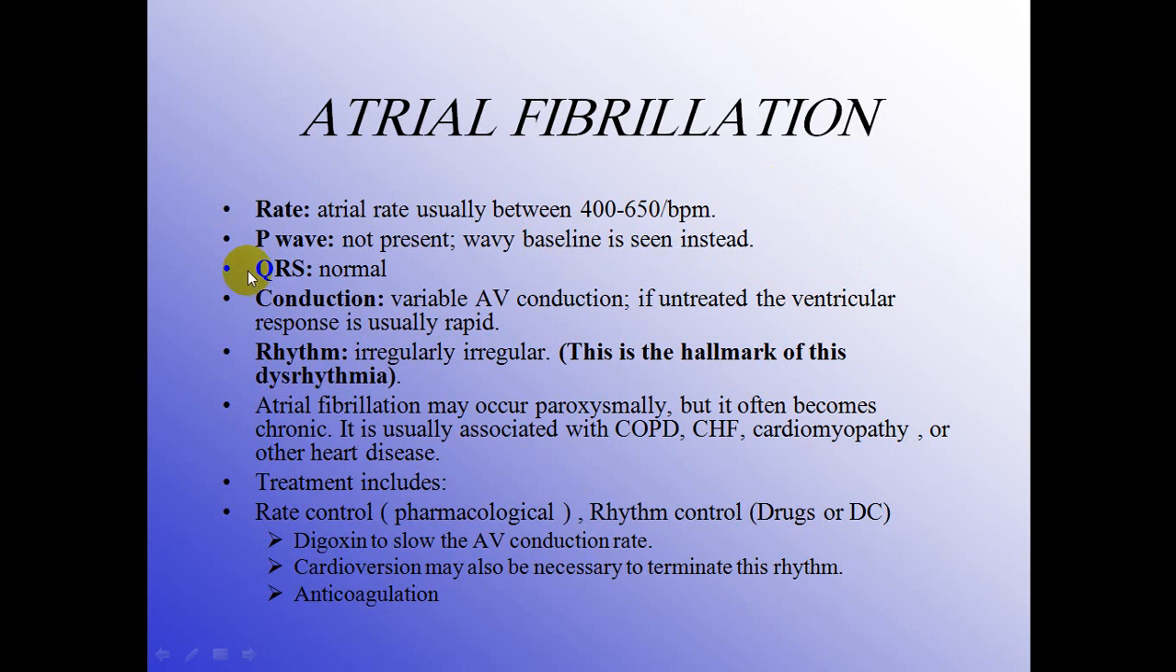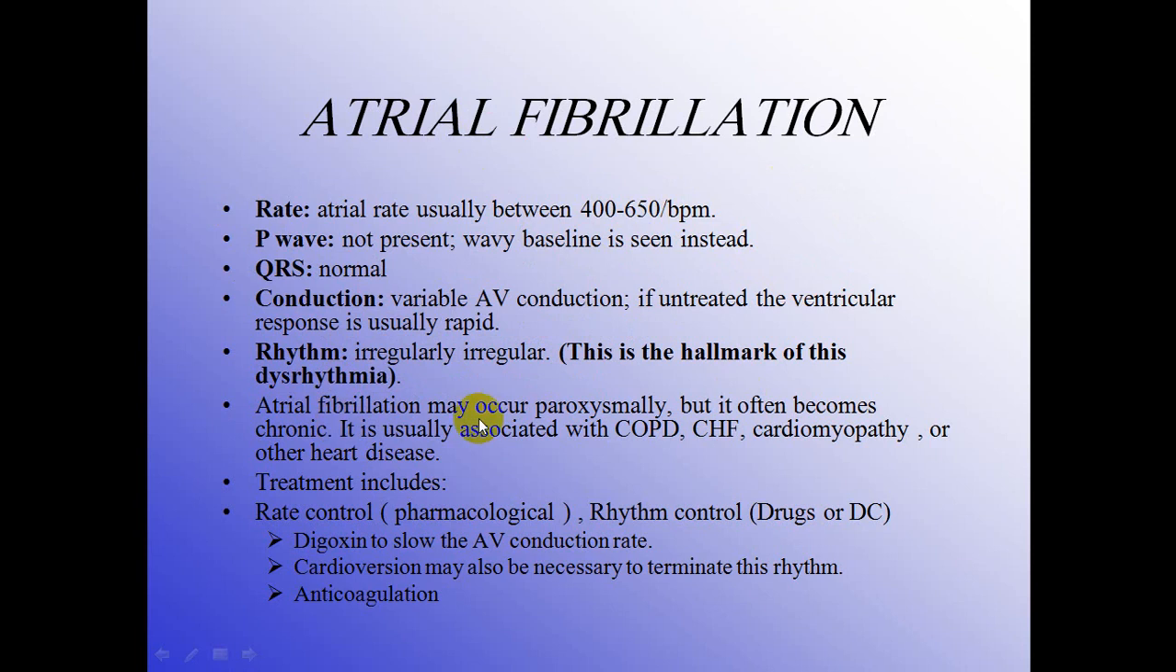QRS complex is normal, which means the impulse below the AV node is in a normal conductive mechanism. There is variable AV conduction; with a rate of 400, not every impulse will pass to the ventricle, so there is conduction of variable degree. If untreated, the ventricular response is usually rapid, more than 100, so it's called rapid atrial fibrillation. If it's less, it is slow atrial fibrillation. The rhythm is irregularly irregular. This is the hallmark of this dysrhythmia.